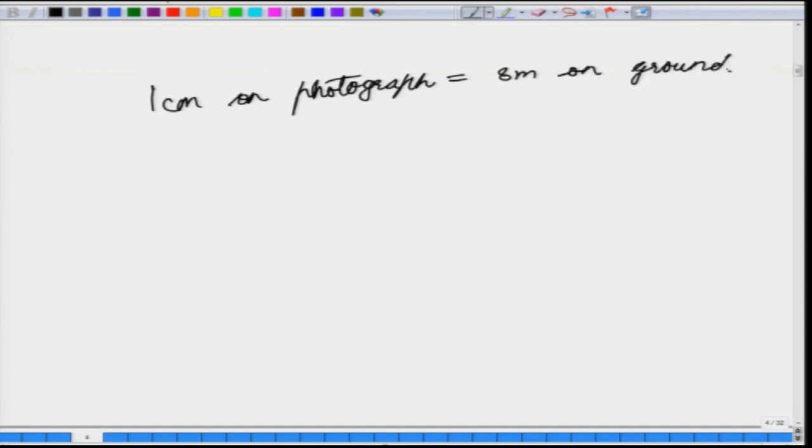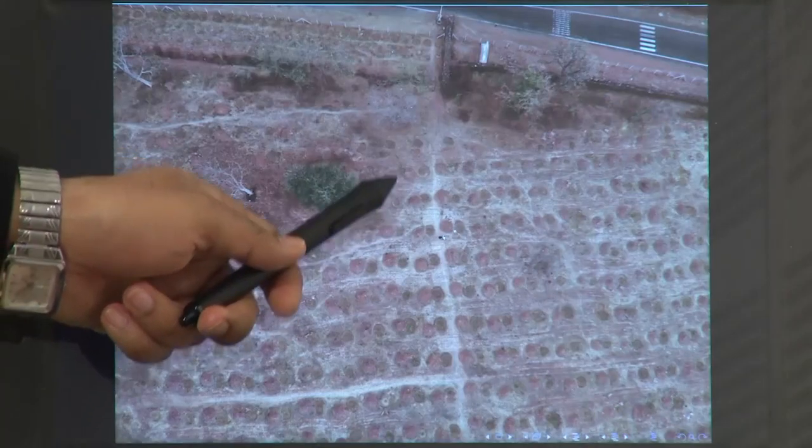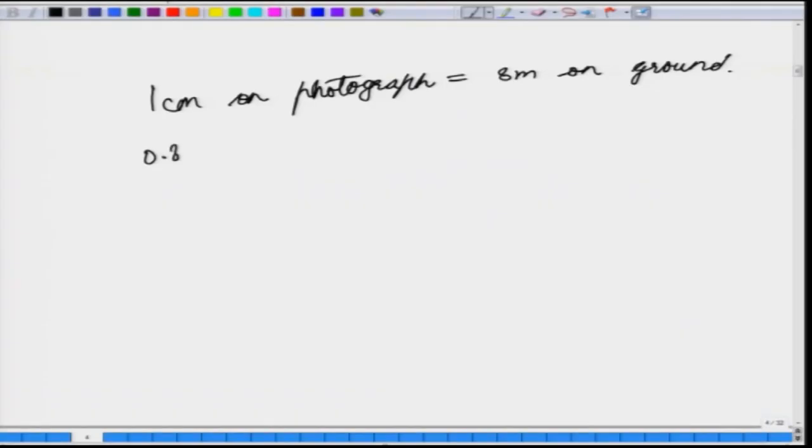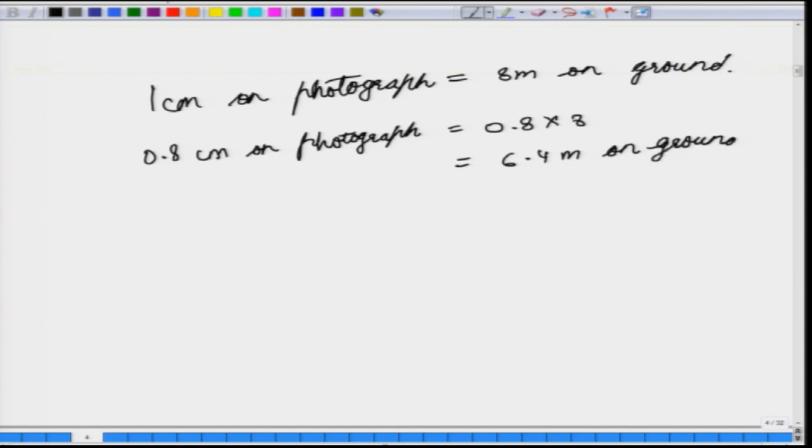Now, you can make use of this information, and suppose the pits are at a distance of, say, 0.8 centimeter on the photograph. In that case it will be equal to 0.8 into 8, which is 6.4 meters on the ground. So, what we are using photogrammetry for in this sense is a metric computation. You are trying to measure different points on the ground without going to that location, just by making use of the photographs.